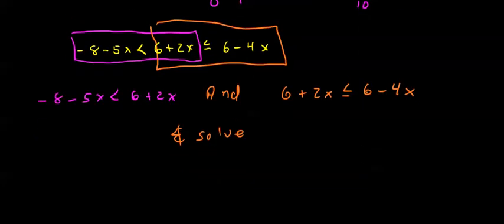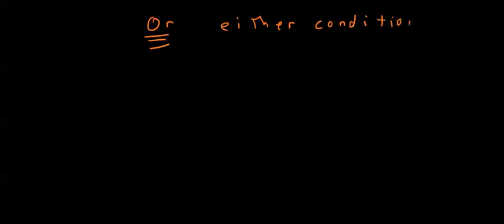All right, now let's look at or. Or means either is good. Either condition must be satisfied. Not both. As long as one of them is satisfied, we're good. As long as one of them is satisfied. So let's look at an example.